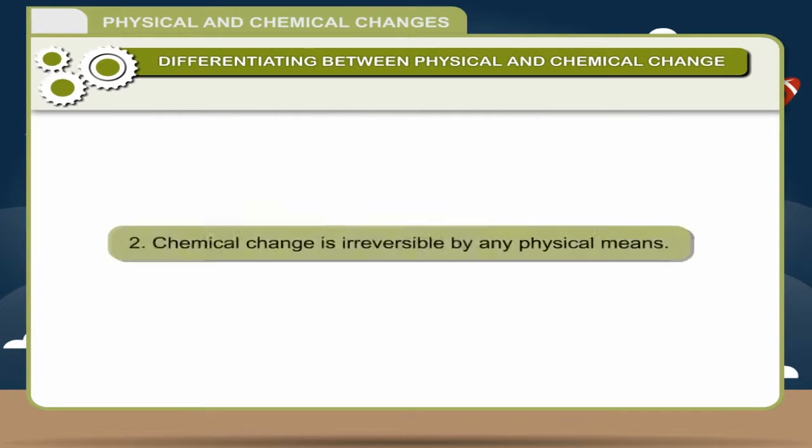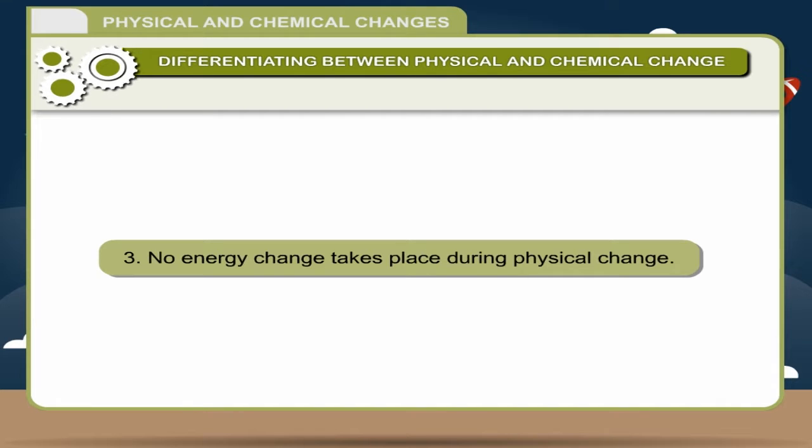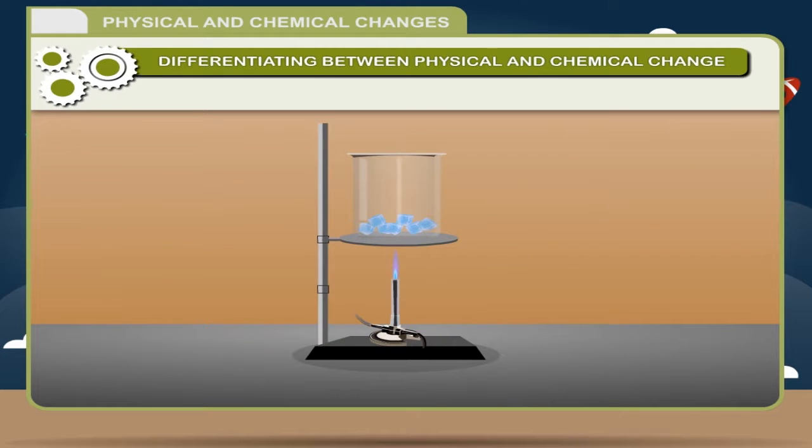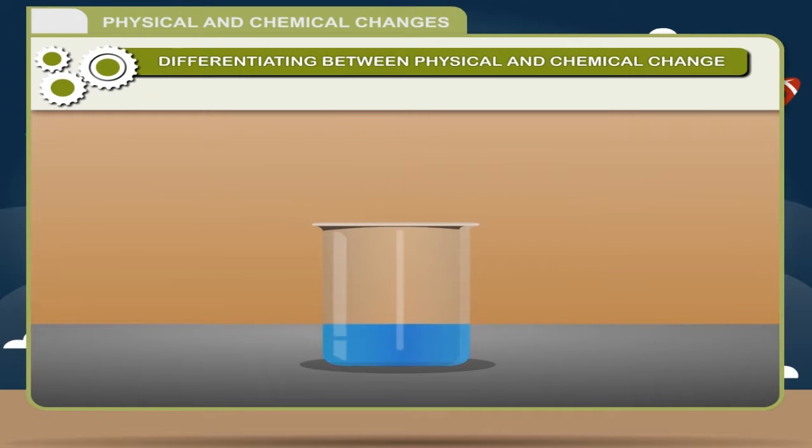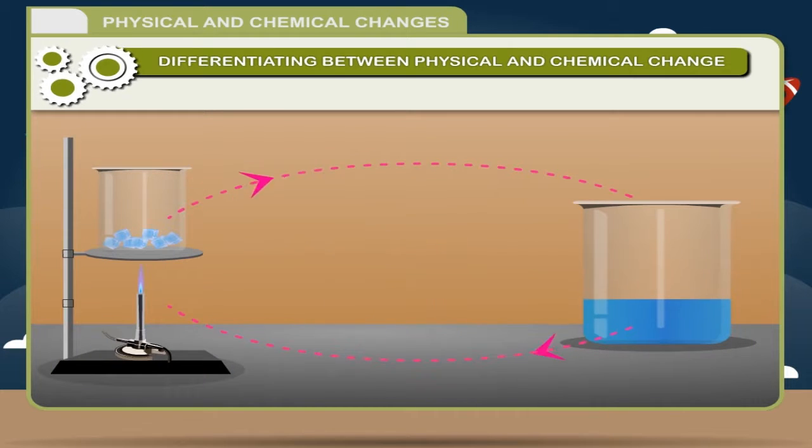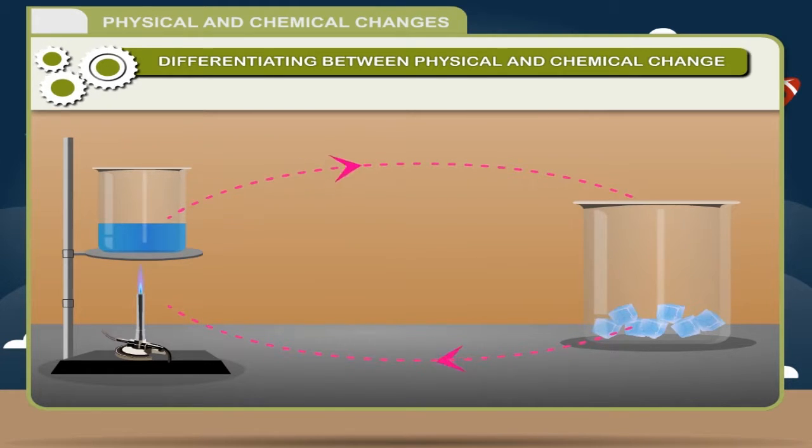Even if you cut the plant which has grown into a tree, you would not be able to reverse the change. 3. No energy change takes place during physical change. When you heat a solid and it melts, the energy supplied by you during heating is converted to another form of energy and is stored in the molecules of the liquid. When the liquid solidifies, it will release the same amount of energy which it had absorbed during melting. Hence, overall, no energy change has taken place.